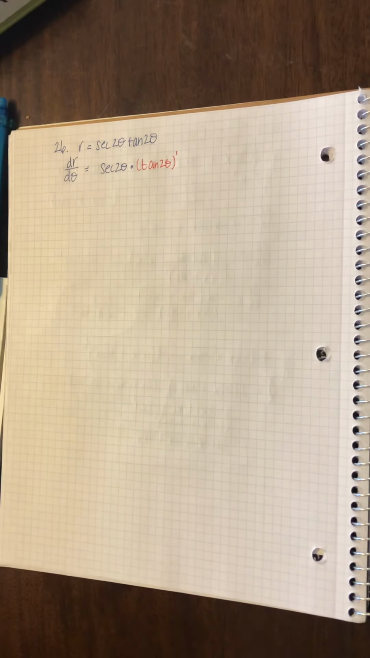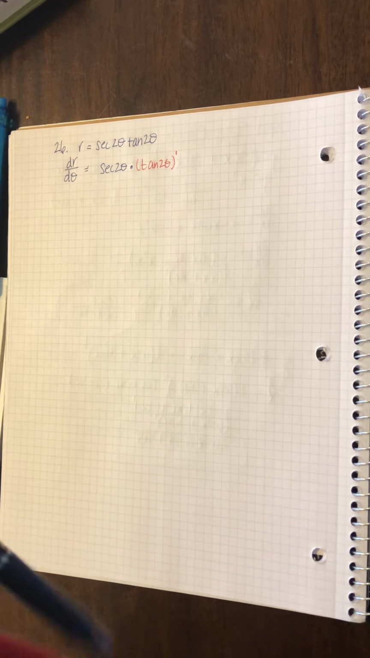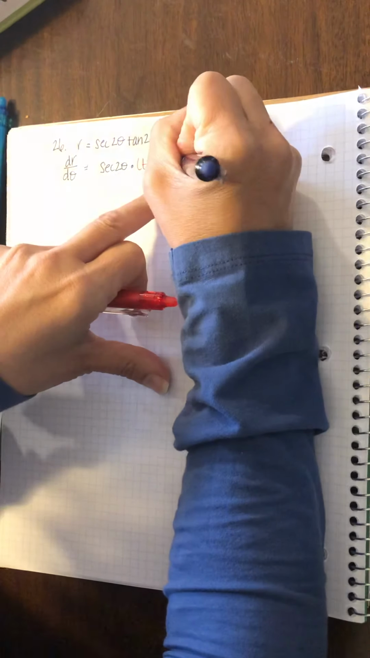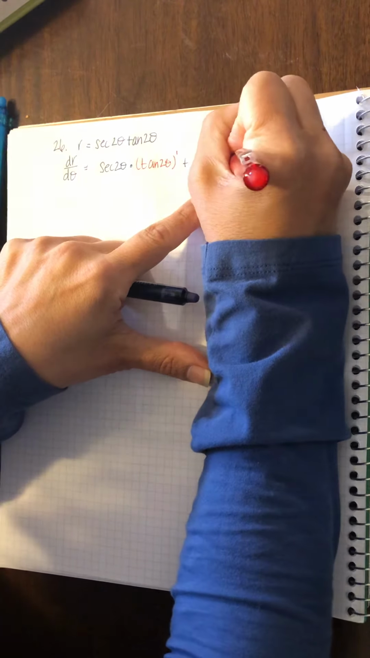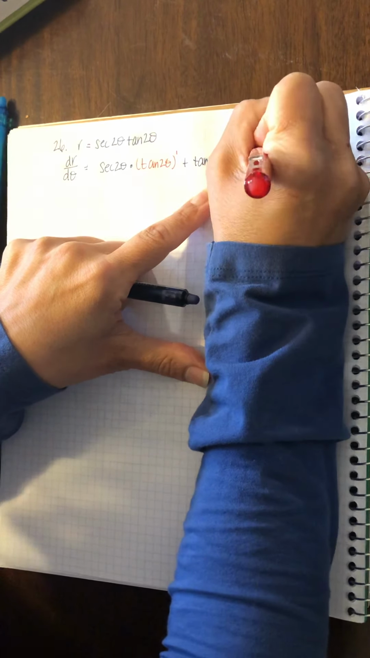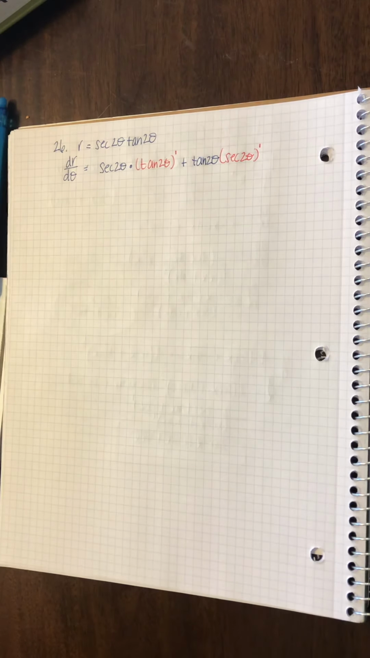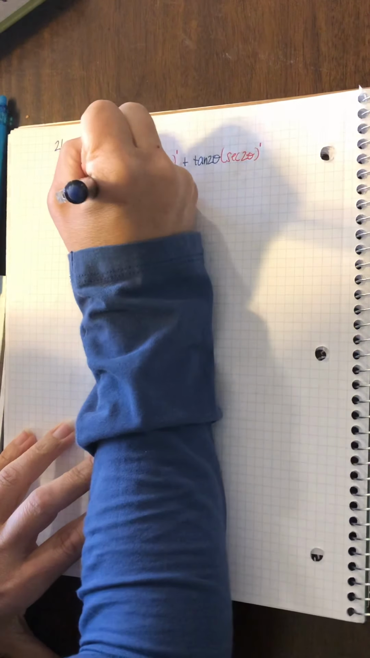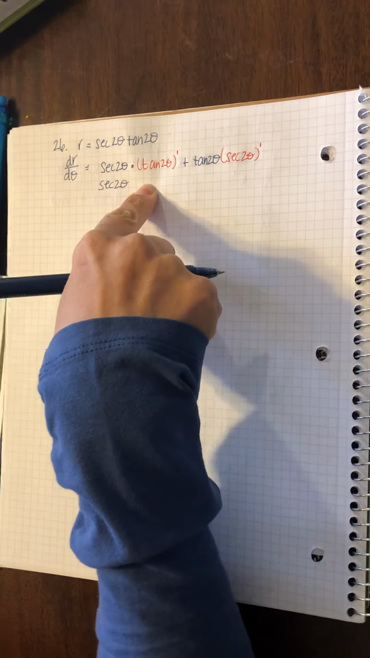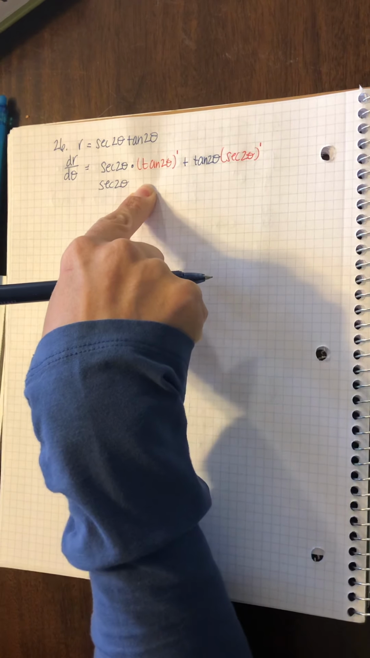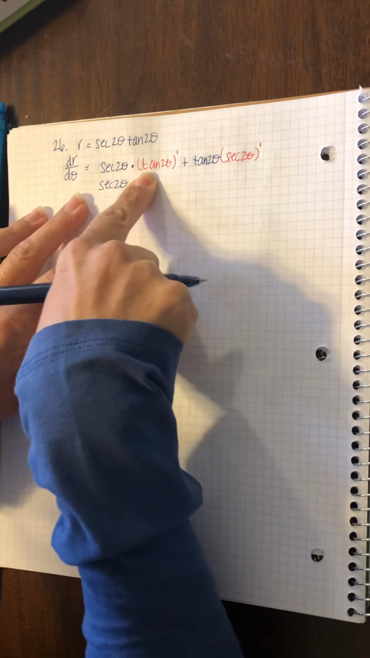Or you could say dr d theta of tangent of 2 theta. And then I'm going to add that to the tangent of 2 theta times the derivative of the secant of 2 theta. Okay, so secant 2 theta. The derivative of the tangent of 2 theta. Be careful that you don't drop the 2 that needs to come with this.